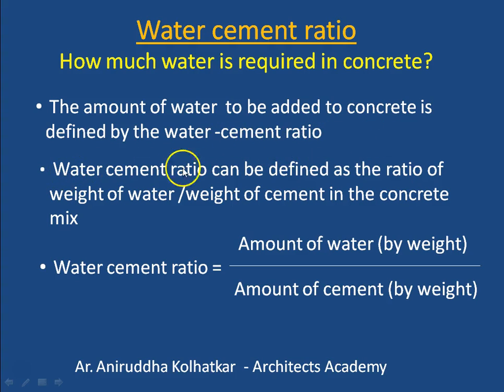The water cement ratio can be defined as the ratio of the weight of water divided by the weight of cement in the concrete mix. Putting it in the form of an equation, water cement ratio is equal to the amount of water by weight divided by the amount of cement by weight.